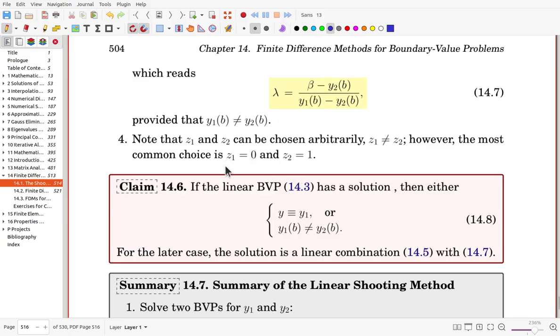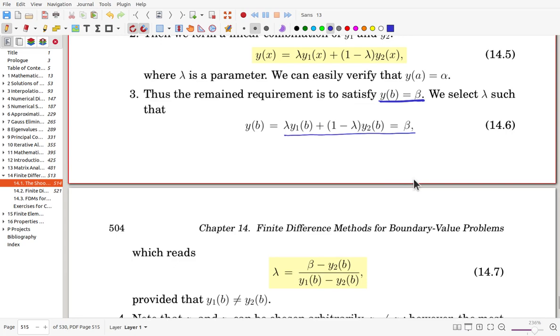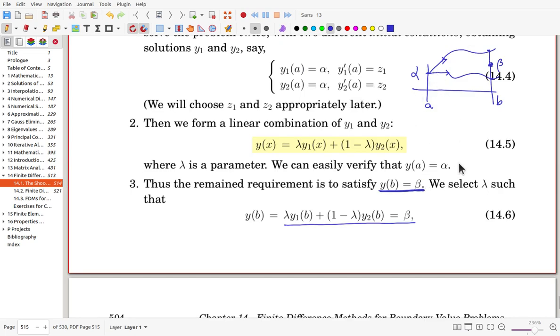The most common choices for z1 and z2 are here. z1 is 0 and z2 is 1. So one is shooting flat and the other one is shooting along a 45-degree angle, like in this figure.